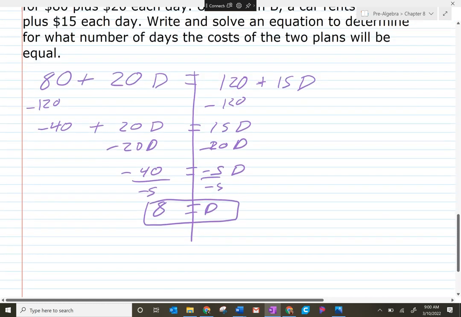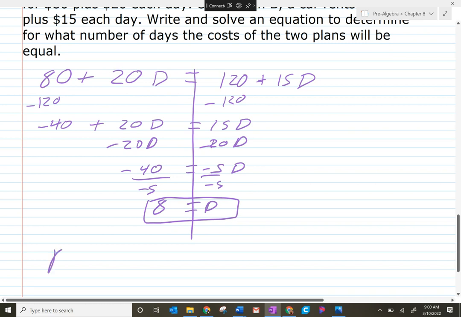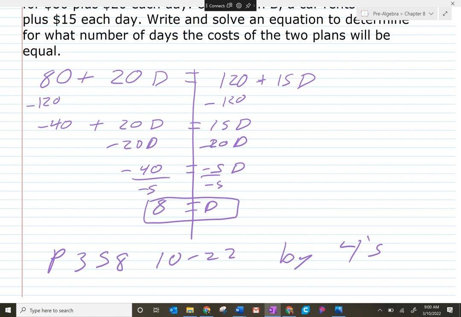Your assignment, rest of the class period, page 358, 10 through 22, and I want you to do it by 4s. Meaning you have 4 problems. Okay? Now you have 3. 10, 14, 18. Yeah, sorry, okay. Yeah, you got 4 problems.